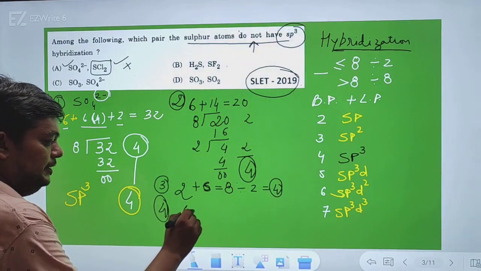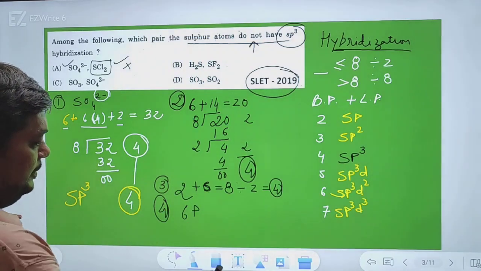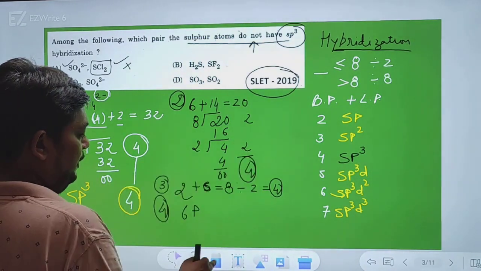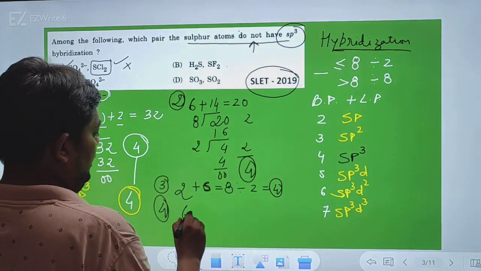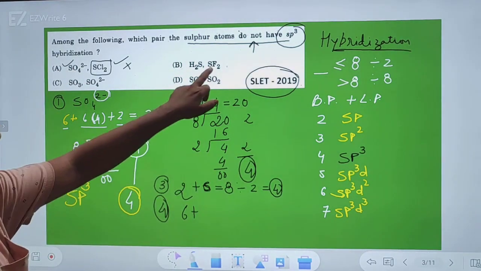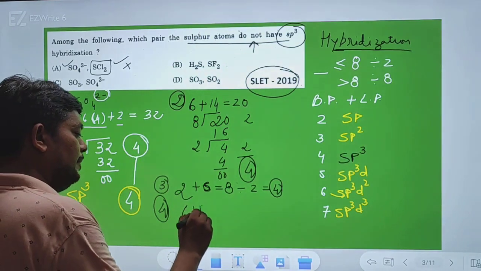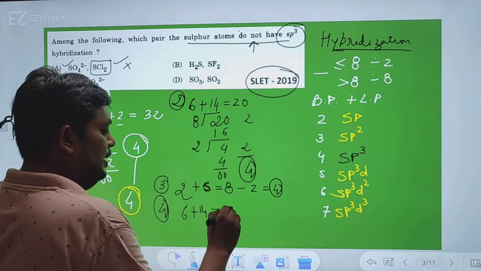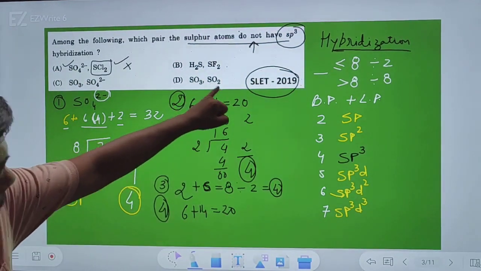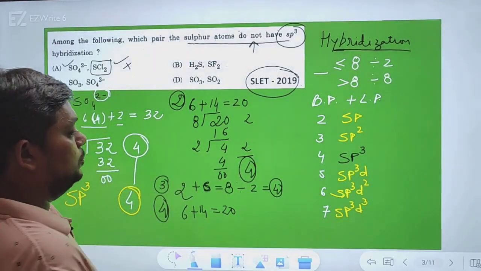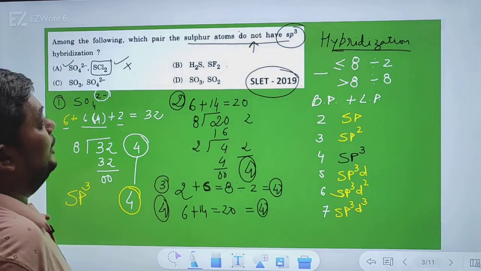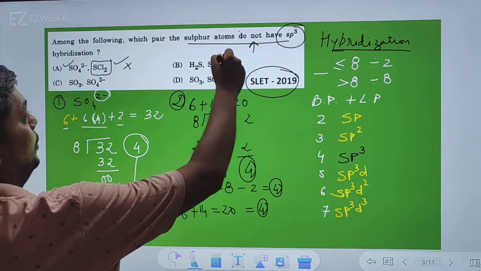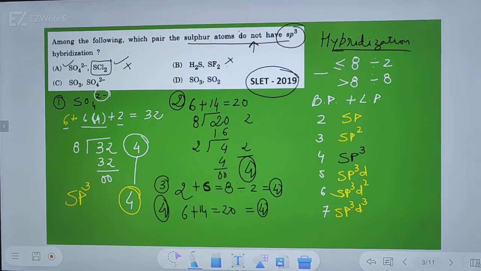Sulfur has 6 electrons, plus each fluorine has 7, so 14. So 14 plus 6 is 20. You remember this 20, it is always 2 plus 2, so 4. So again, as it is 4, it has to be sp3. So this example will also not work because both the answers are sp3.